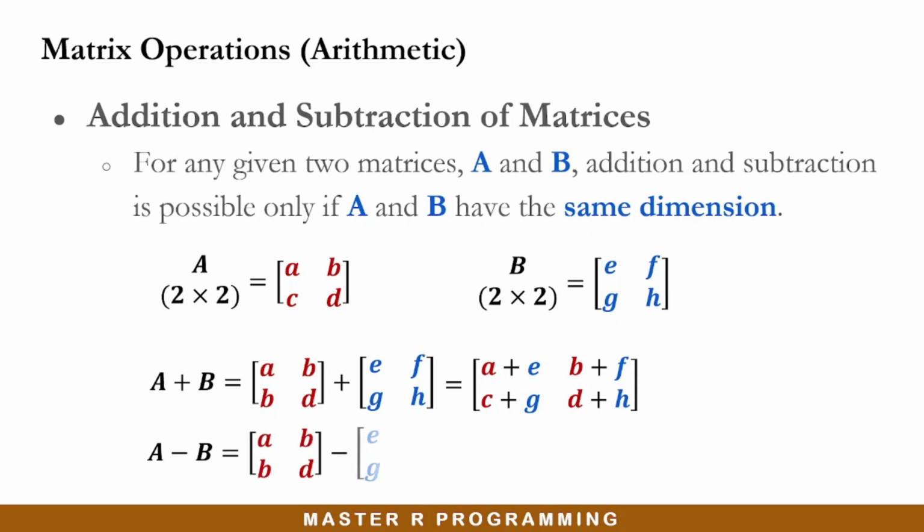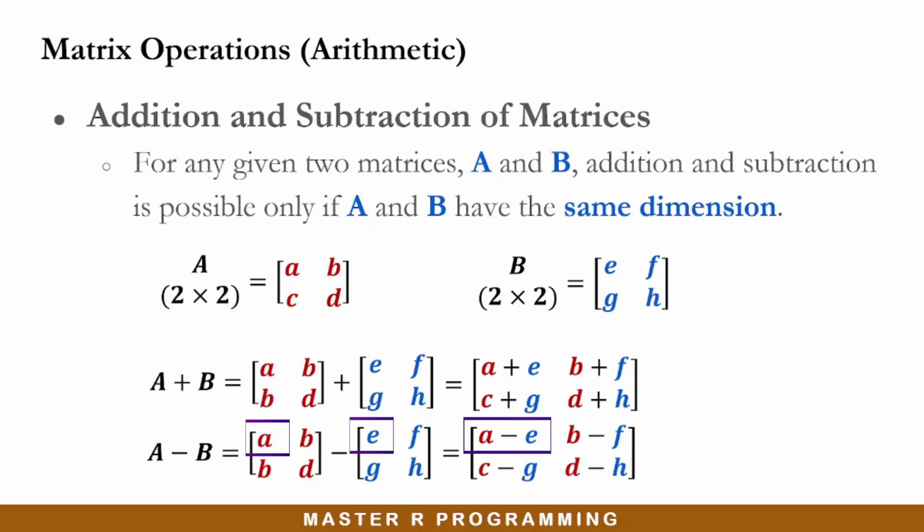You can also do the same thing with the subtraction symbol. So A minus B, where you subtract the two matrices, you would have the very first element in the first matrix A, then minus the first element in the second matrix B. And so you would have A minus E, and the rest of them will follow in their corresponding positions.